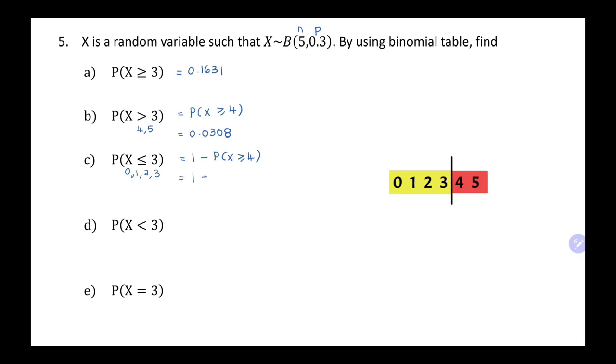And answer for P(x greater than or equals to 4) same as B. So just copy back. Then we minus, we get answer 0.9692.